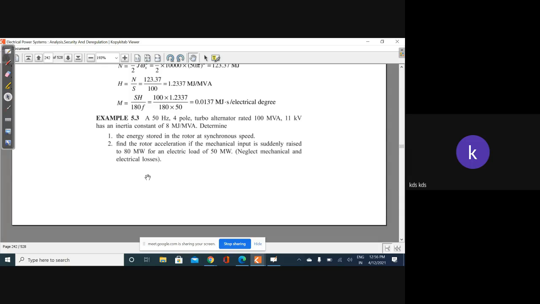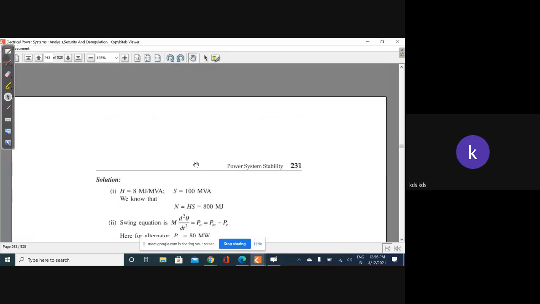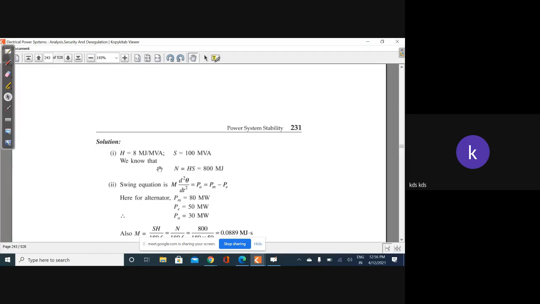but the frequency is required to be maintained at 50 hertz. So this is a problem of maintaining the stability. Stability is related with the 50 hertz frequency. So what is the kinetic energy stored in the rotor? It is simply given by the formula GH. G is the rating, where it is written as S here, so we have used it as a symbol G. So G into H is the kinetic energy stored, 100 MVA multiplied by inertia constant of 8 megajoule per MVA.